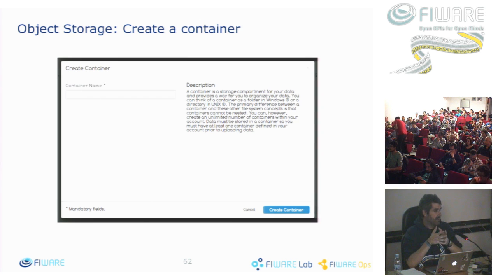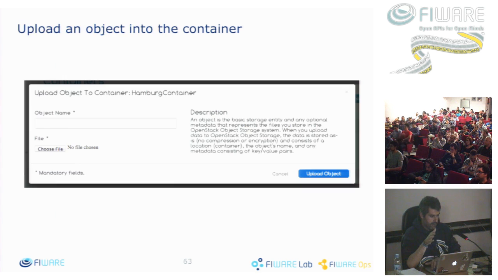The first step is that you need to create a container. A container is a folder in which you put the data. You only put the name of the container and create it. Then the only thing that you have to do in the portal is upload the object. You write the name of the object that you want to upload, and you choose the file that you want to put in the FIWARE lab.